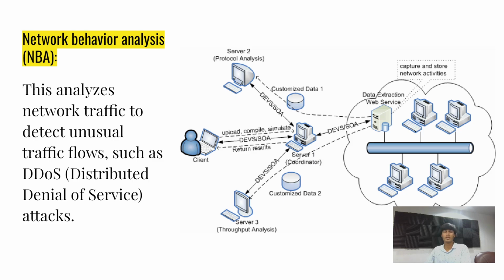Then there's NBA, network behavior analysis. This analyzes network traffic to detect unusual traffic flows, such as DDoS. DDoS is basically a distributed denial of service attack. It's a very crucial attack that happened in previous years, and right now there are systems which can prevent DDoS attacks. This is how it works: in DDoS, there's one system completely sending requests again and again to one system, which will tend to make that system slow, and the server may hang.